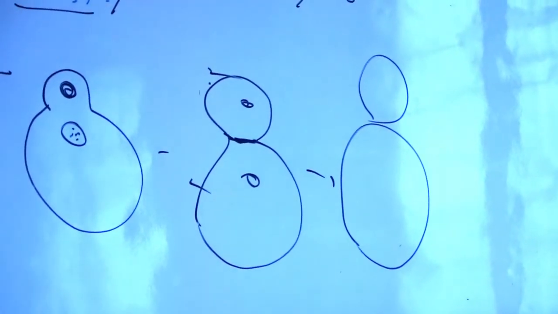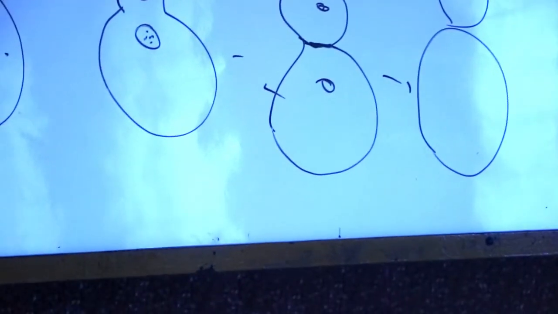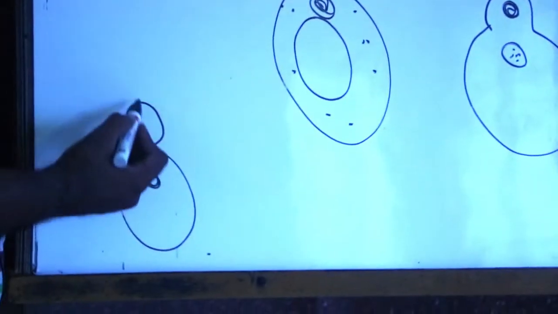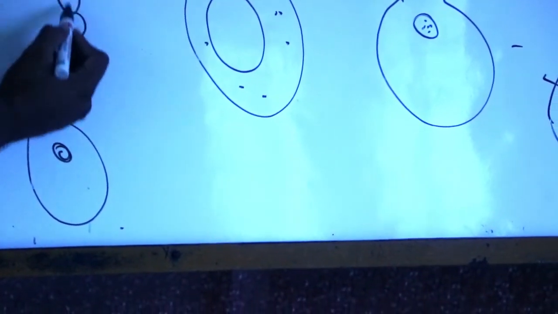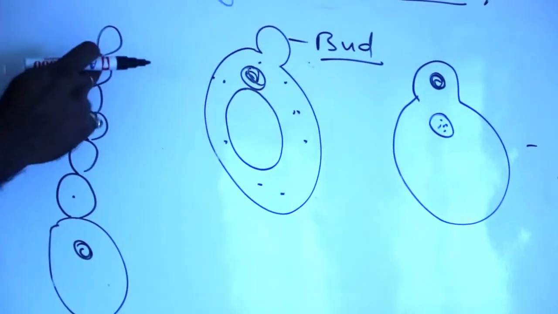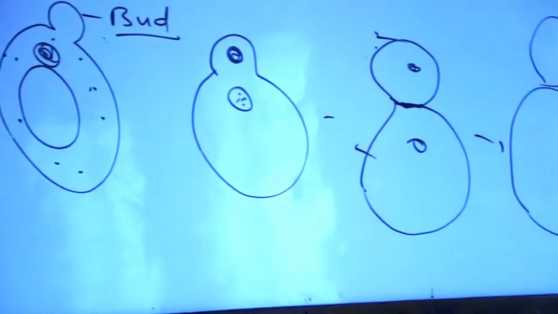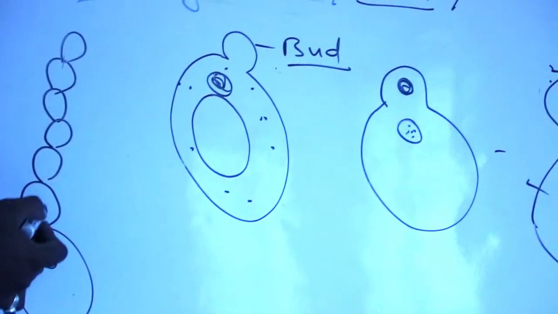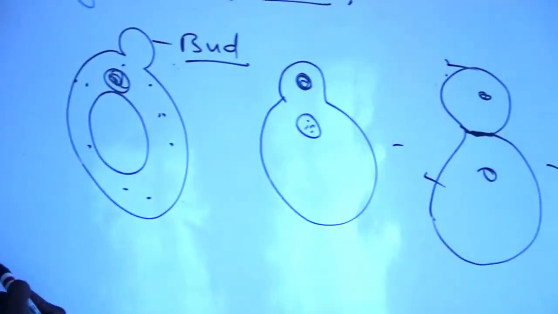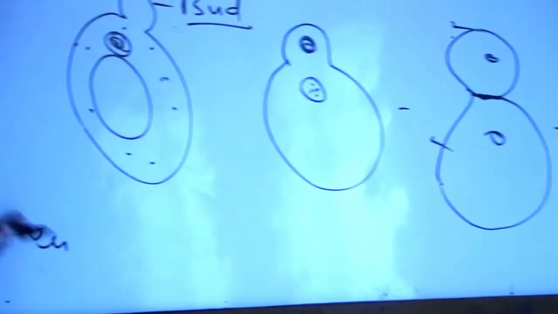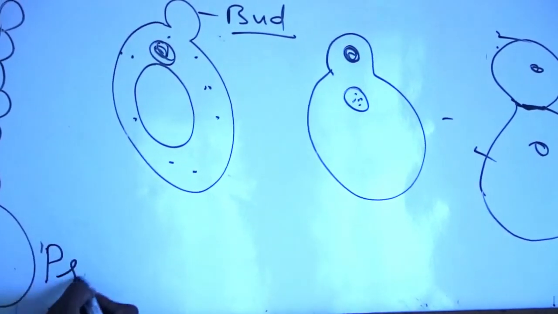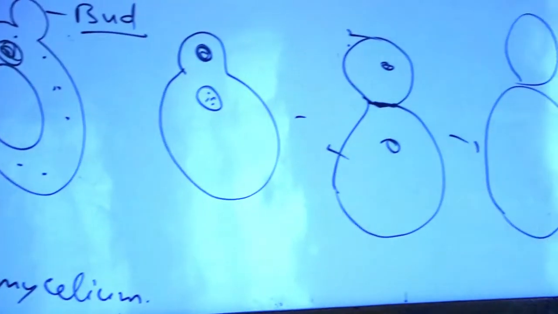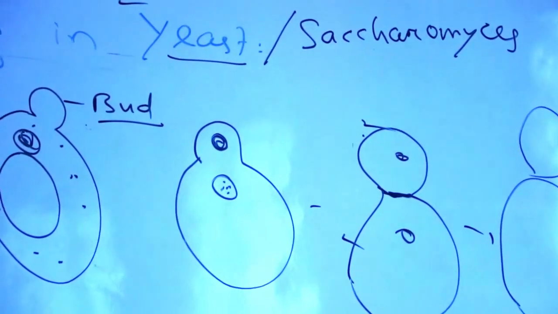But in some cases, after formation of a new yeast by the budding method, such new yeast stays attached to the parent body and further reproduces by the budding method. This process repeats again and again, as a result of which a number of yeast cells attach and form a filamentous body. It is called pseudomycelium. So this is the budding of yeast.